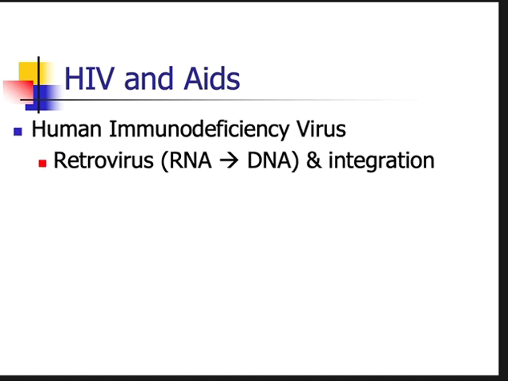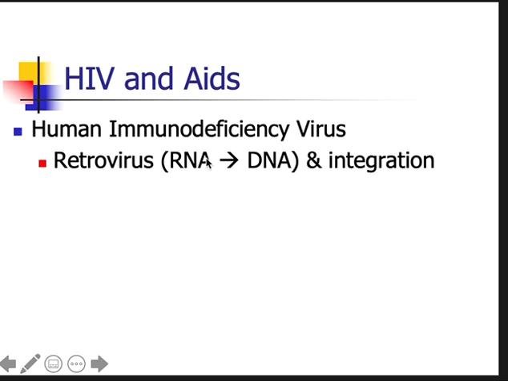So HIV stands for Human Immunodeficiency Virus. It is a super cool virus from the standpoint of a virologist in that it's unique. It's the only human virus that has the ability to go backwards from RNA to DNA. And so this is why we call it a retrovirus.